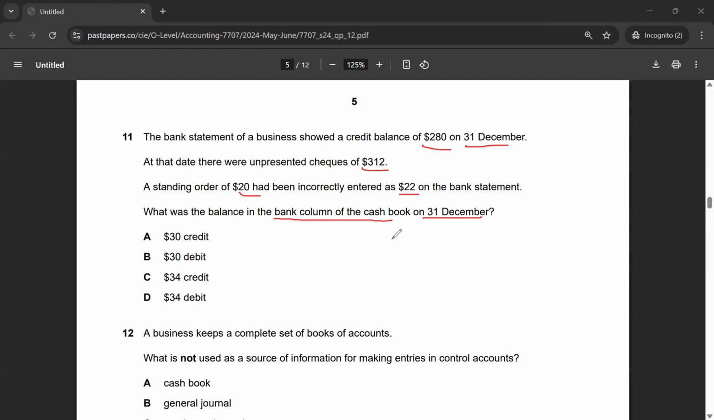Right. So it has a negative 280 because it's a liability. It's on the credit side. Then there are unpresented checks. So we will add those unpresented checks, right? This will increase the amount. And because there was a $2 error, $2 in excess were deducted. So we will deduct that $2 as well. And then this should give us the answer of $30 on the credit side. That would be the correct answer for multiple choice 11, which would be option A.